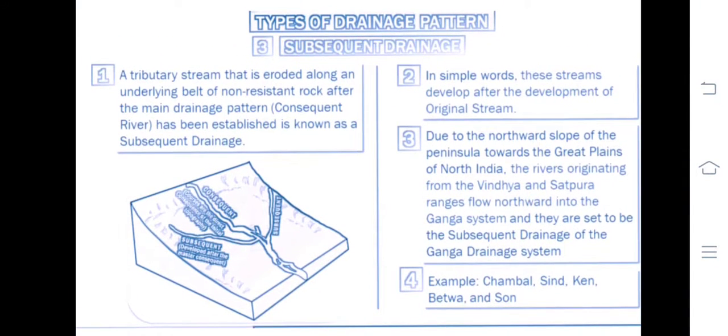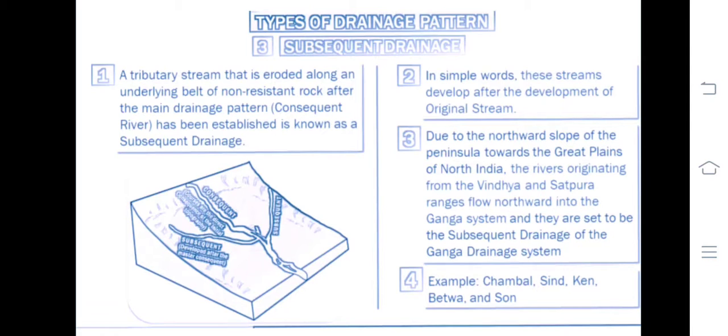Now you will see subsequent drainage. Subsequent means after. A tributary stream that is eroded along an underlying belt of non-resistant rock after the main drainage pattern has been established is known as the subsequent drainage. A tributary system, tributary means one river will come from here, one river will come from there and join the main river system. A tributary stream that is eroded along the underlying belt of non-resistant rock. The rock is not resistant, so it's not creating a barrier. So the river flows on the non-resistant rock system, and the rock will not provide any kind of barrier.